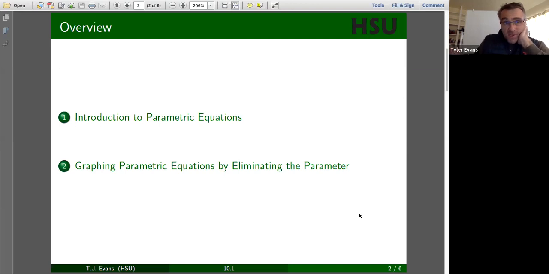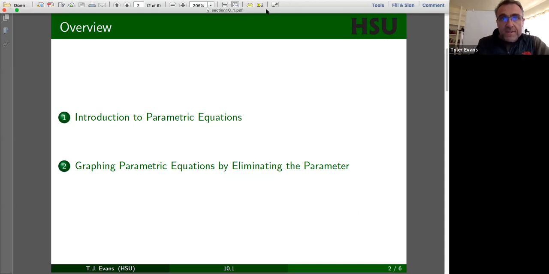My main goal is to tell you a little bit about what parametric equations are, and then how to generate them. They define a curve in the plane, and I want to show you how to graph that curve with an algebraic technique called eliminating the parameter. So these two bullet points are our goals for the lecture. Understand what parametric equations are, and given a set of parametric equations, how do we graph them? By eliminating the parameter.